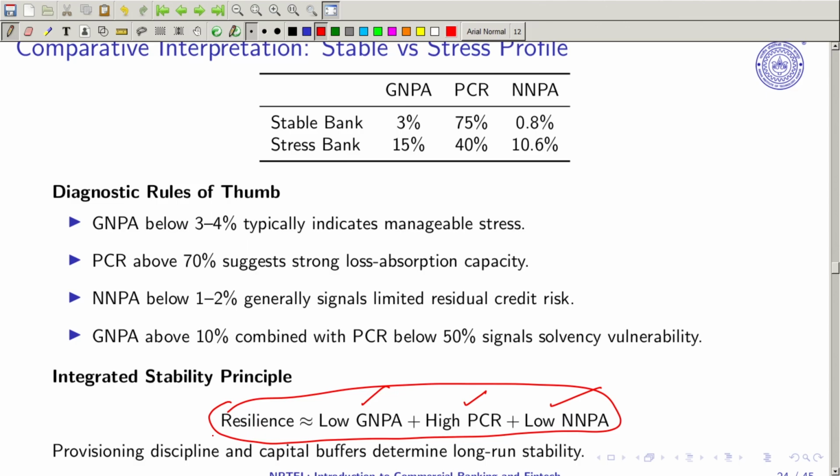So overall, I hope you are able to get the sense of why NPA numbers are always in the media. Whenever we read policy documents, whenever we read any RBI documents, they always highlight these GNPA numbers, and they become really important in that context. So this is where it is very important.